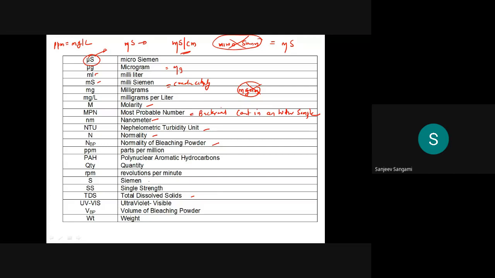Then WT, capital W, small t, that is weight. Normally we use it as weight. So these are some of the common terminologies. Normally we'll use them in our environmental engineering laboratory, and you should know these are the minimum terminologies. Still many more are there, but I have not included all of them. Only the terminologies we frequently use are included.